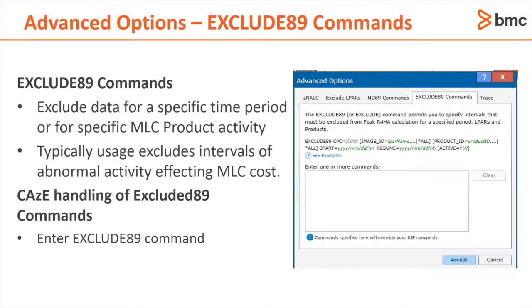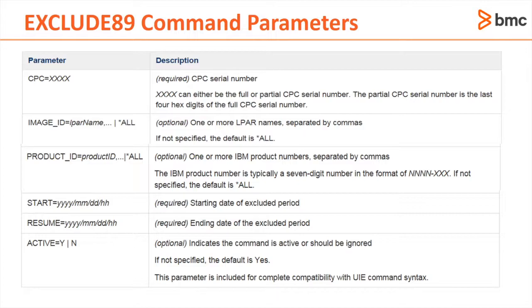Sometimes it is necessary to exclude data from the Cost Analyzer model for a specific time period. For example, if a certain interval had abnormal activity, such as a runaway job, and it impacted the MLC cost, then that interval may be a candidate for exclusion. COSI has the ability to exclude the interval using a specific Exclude 89 command. This command requires the CPC, LPAR name, product ID, and the start and end time for the exclusion. One or more of these commands can be entered in the dialog. Here are those Exclude 89 command parameters in more detail.